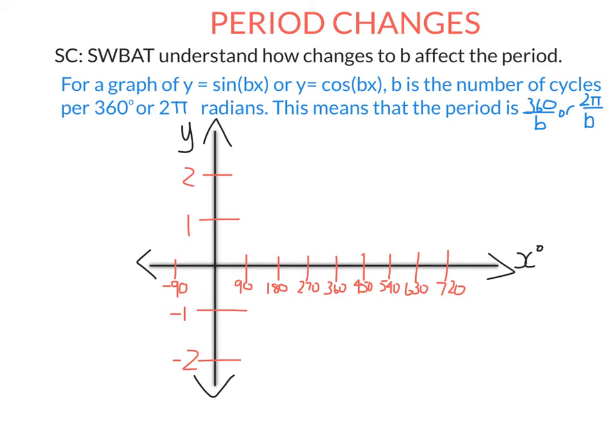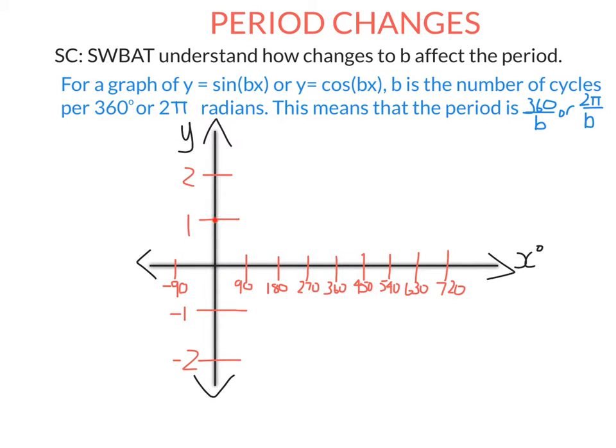Remember from a previous video that the period is the length of a cycle of a sine or cosine graph. Another way to look at the period is the distance between peaks or troughs, the distance between two maximum points or minimum troughs. So for sine and cosine, the normal period, of y equals sine x and y equals cos x, is 360 degrees. That's how long a cycle takes.